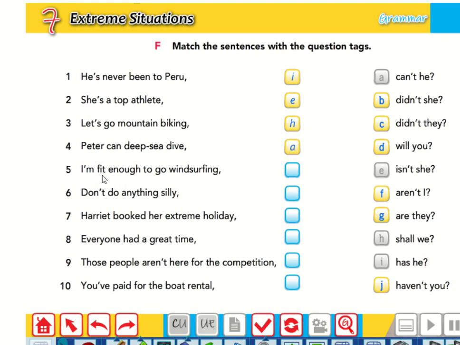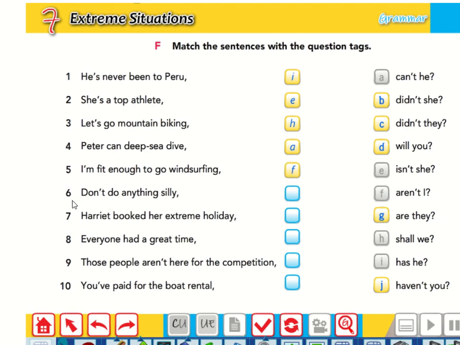Now let's go to the next one. I'm fit enough to go windsurfing. So also here it's a positive sentence. We have to look for a negative question tag. What do you have to look for? Yes, right. We have to look for aren't I. It's irregular. Please be careful with this sentence. Aren't I?